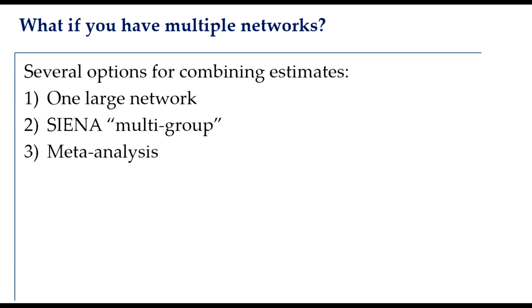So what if you have multiple networks? What are your options? Well, if the networks share some similarities and you don't want to report multiple beta coefficients for each parameter of interest, there are a few options for combining the estimates of the same parameter type. These include creating one large network, using the SIENA multigroup option, and conducting a meta-analysis.